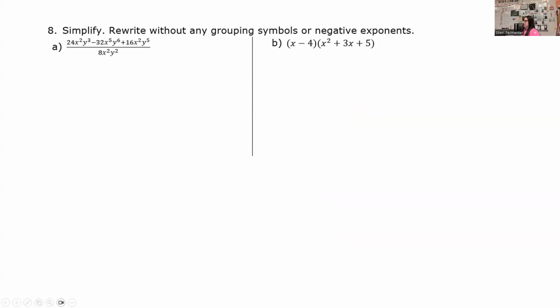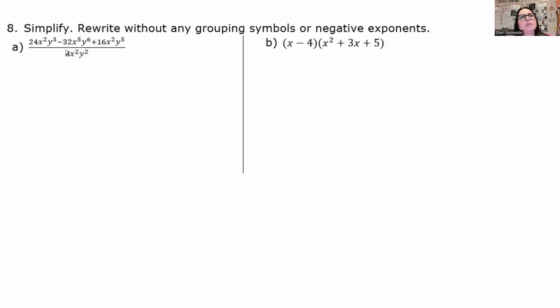Which one looks really scary? A looks scary, right? Because there's a lot of stuff going on. It's not. Okay, trust me, it's not bad at all. What you have to do is rewrite it. I'm going to rewrite it with the numerator for however many terms there are. So I probably should have this a little bigger. Let's make it a little bigger.